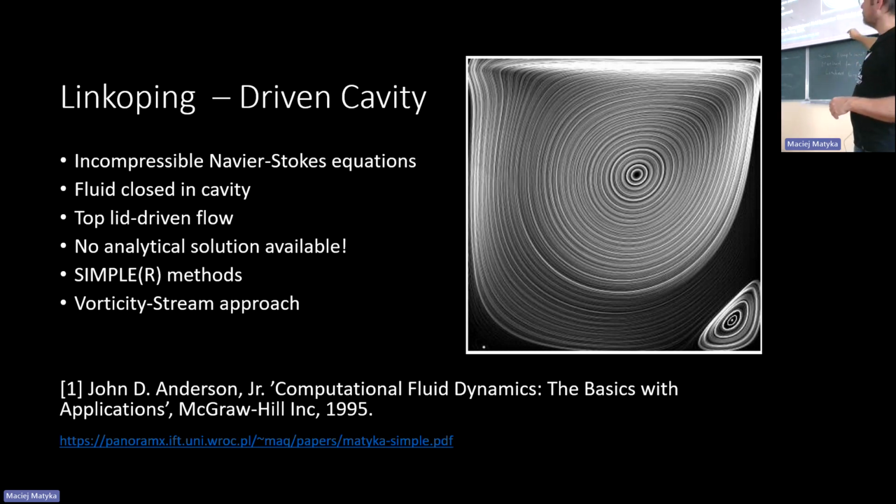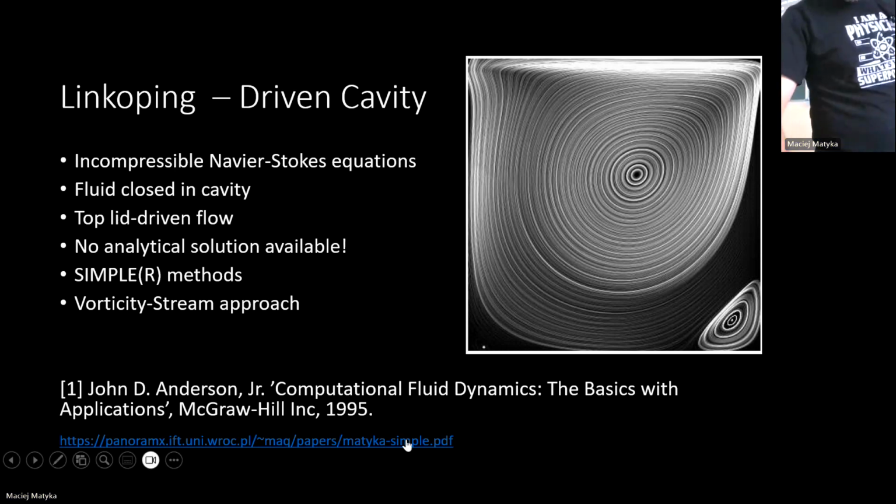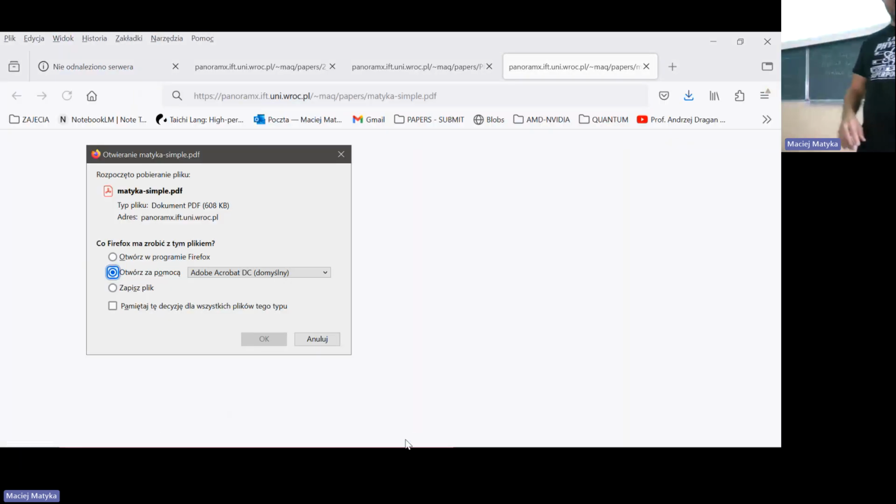For this particular problem and report, I was asked to do it by 3 methods: SIMPLE, SIMPLER, and vorticity stream function. The last one, vorticity stream, should be the easiest for you to implement during a course like this, but all of them are available. Now let's see the first pages of the report, and then we will finish, because I want to start next week doing that.